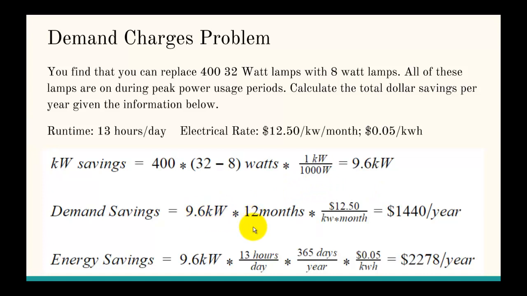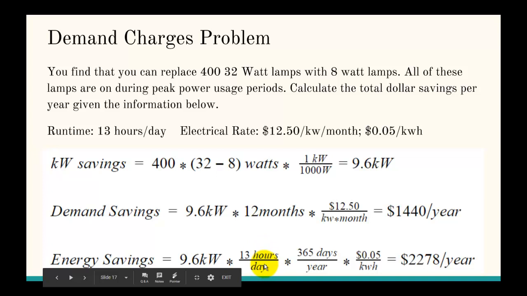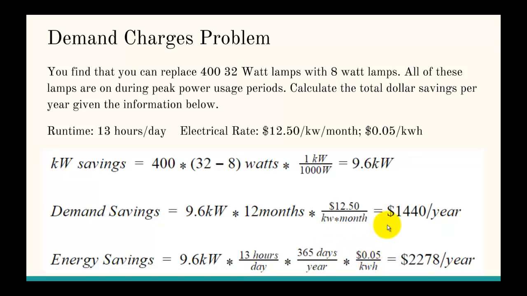Now, the other thing about the peak savings is they usually occur once per billing period, and usually the billing period is a month, so that's why you see that here. And then we multiply by the rate, the $12.50 per kilowatt month, and that's $1,440 a year. And for the energy savings, we have to take into account runtime, and it's in kilowatt hours. So the runtime is 13 hours a day, but we're calculating annual savings, so we multiply by 365 days a year, and then we multiply by the utility rate, which is 5 cents, and that's $2,278 a year. So we would just add those two together to get the total dollar savings.